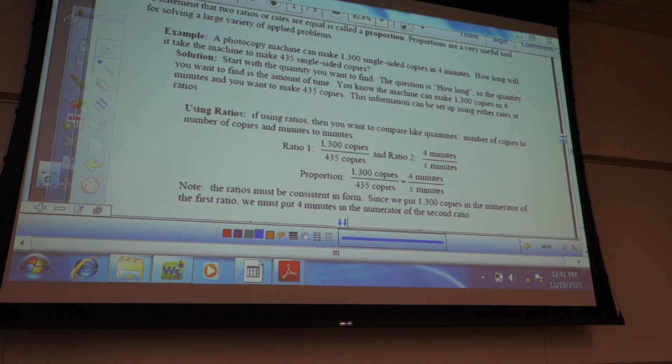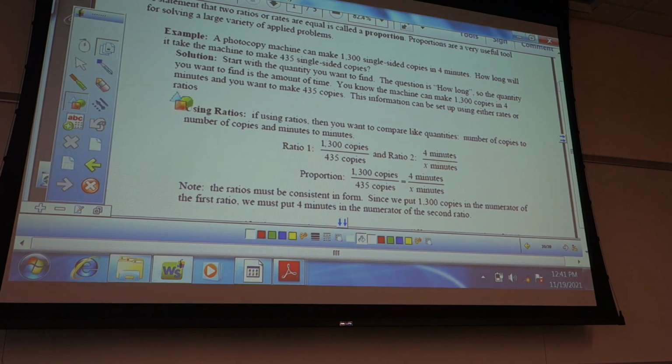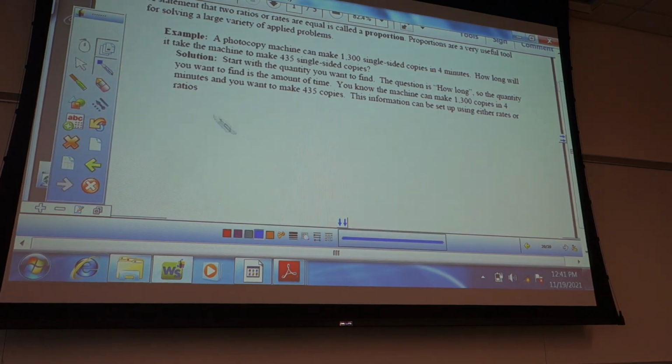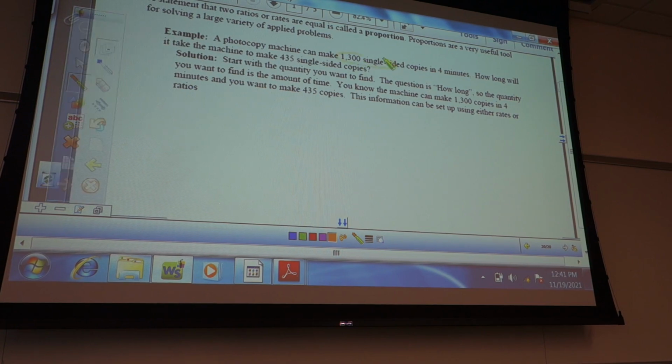Okay, so what I think you should do is start with what you want to find. So that would be my suggestion. So we're going to just do this alone. So what do we have going on? Look at the first part, we have single-sided copies, and we have 4 minutes. Those go together. Everybody on board? That's 1 unit. What's the other thing we have? We have how long, that's my x, with 435 copies.